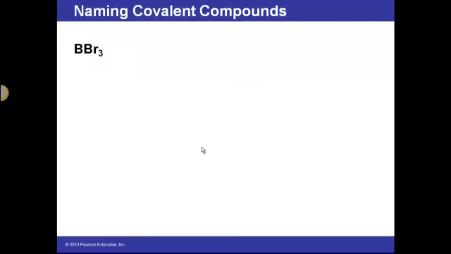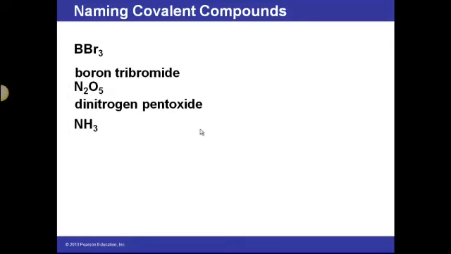So let's get a little bit more practice naming our compounds. How would you name this one? Hopefully you said boron tribromide. How about this one? There's 2 of the nitrogens, so this would be dinitrogen. 5 oxygens, pentaoxide. How about this one? Ooh, that's a common name. What's the common name for this one? Yes, that's ammonia.